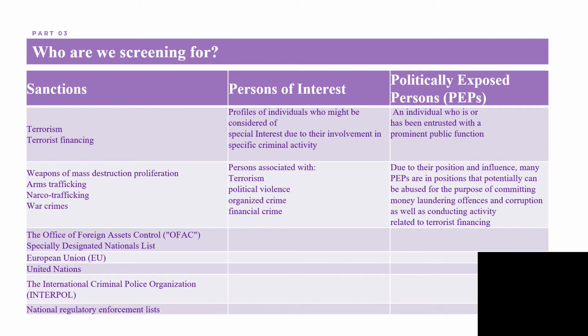The third category is politically exposed persons, PEPs. These are individuals who are or have been entrusted with a prominent public function. Due to their position and influence, many PEPs are in positions that can potentially be abused for the purpose of committing money laundering offenses and corruption, as well as conducting activities related to terrorist financing.